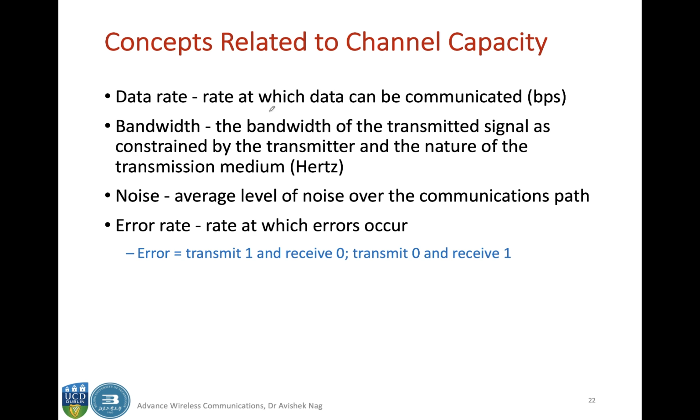Data rate is the maximum rate at which your data can be communicated. The bandwidth of the transmitted signal is also important, and this is constrained by the transmitter and the nature of the transmission medium. Noise, as you saw, is the average level of noise over the communication path, and error rate is the rate at which errors occur. Because of the noise and also your data rate, let's say your noise is high and you are still trying to send your signal at a higher data rate, then you will make a lot of errors. Just like if your road is very rough and you try to drive very fast, then you will feel bumpy, and there might be damage to your car. So that's how these things are related.